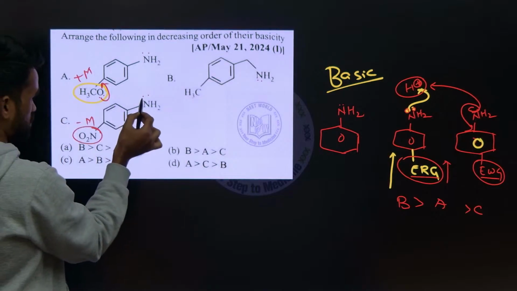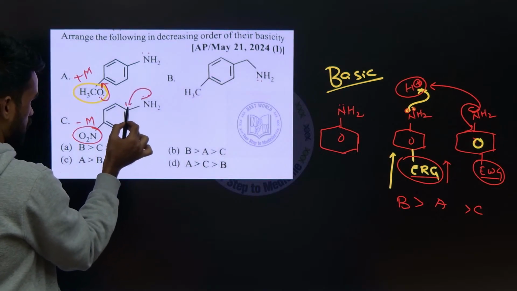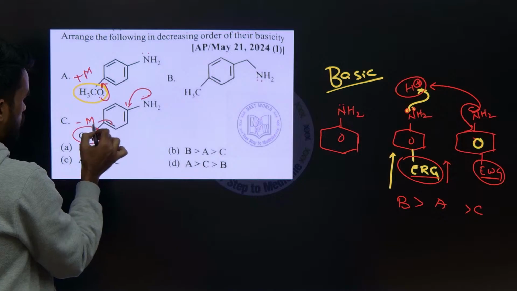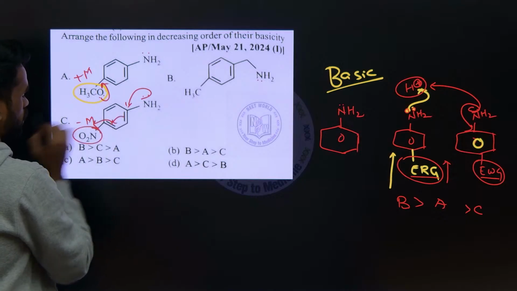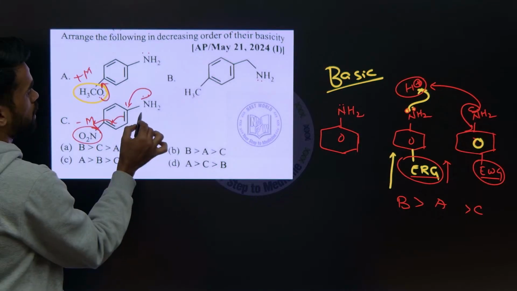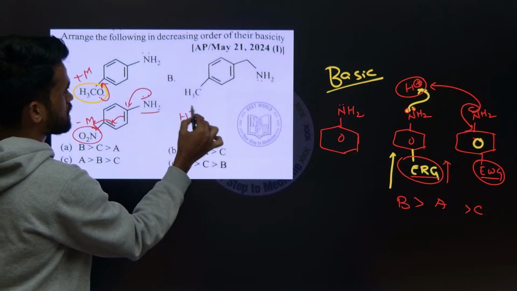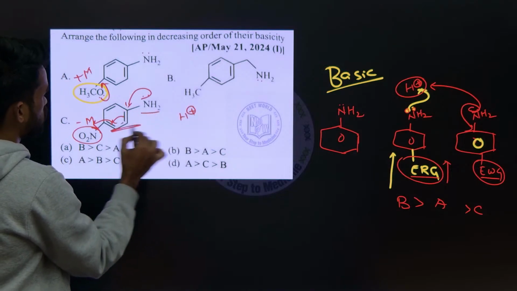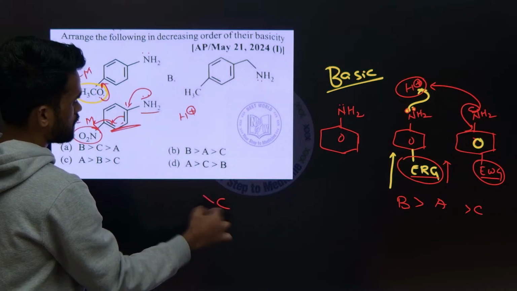So if it is minus M effect, these lone pairs are completely in conjugation and that will be taken towards the electron withdrawing group side only. So now these lone pair electrons are less available to accept this H plus ion, therefore this will be least basic, C is least basic.